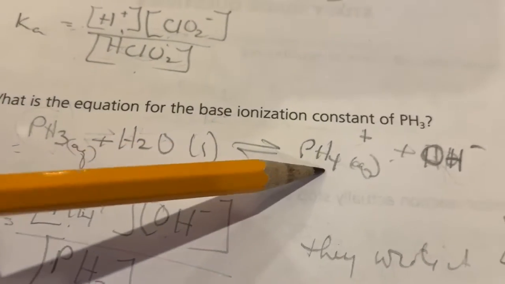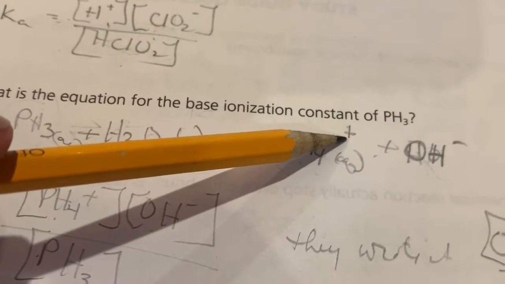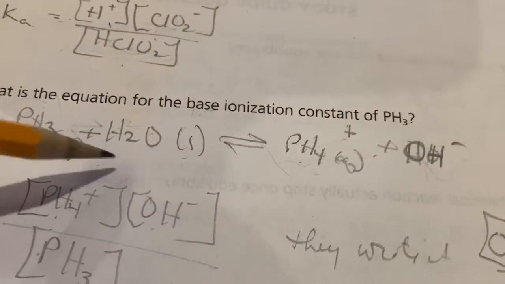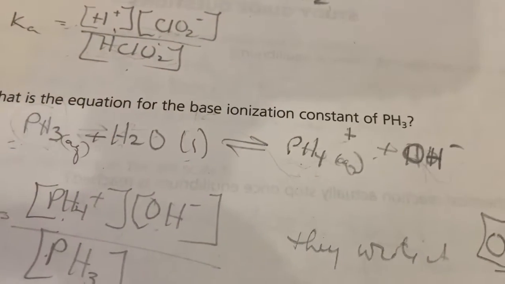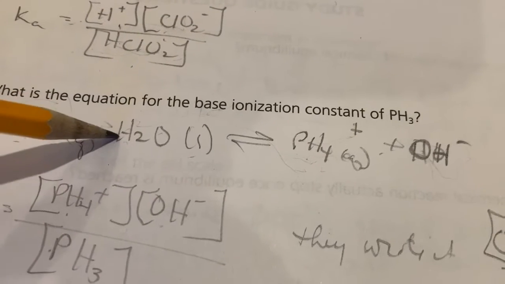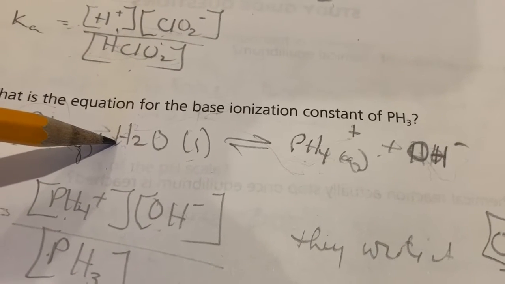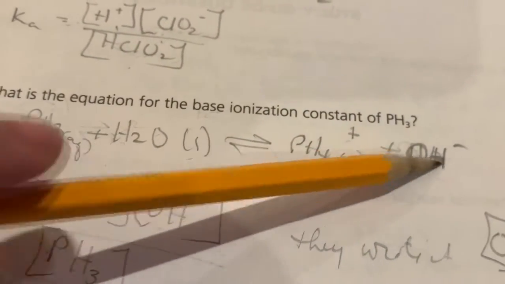H2O is a liquid, so it's not going to count for anything. Makes PH4 positive, right? Because the H from H2O has to be absorbed by the PH3, because that's what a base does. It takes the extra H. In this case, the water is in fact the acid, and then we are left with OH negative.